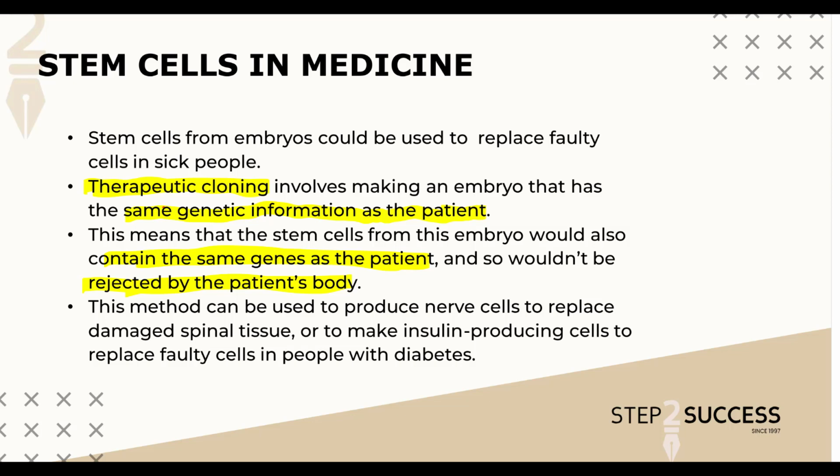And so what we can do with this method is turn those stem cells into cells that are useful for that particular patient. For example, we can produce nerve cells for people who have damaged spinal tissue, because those cells won't be working properly in them. So we can use those stem cells that we've made to turn them into nerve cells. Or people who are diabetic and don't produce insulin. Insulin is a very important substance in diabetes. Again, that links to a later topic. We can use stem cells to turn them into cells that produce insulin, and now that person who is diabetic will therefore be able to produce their own insulin.